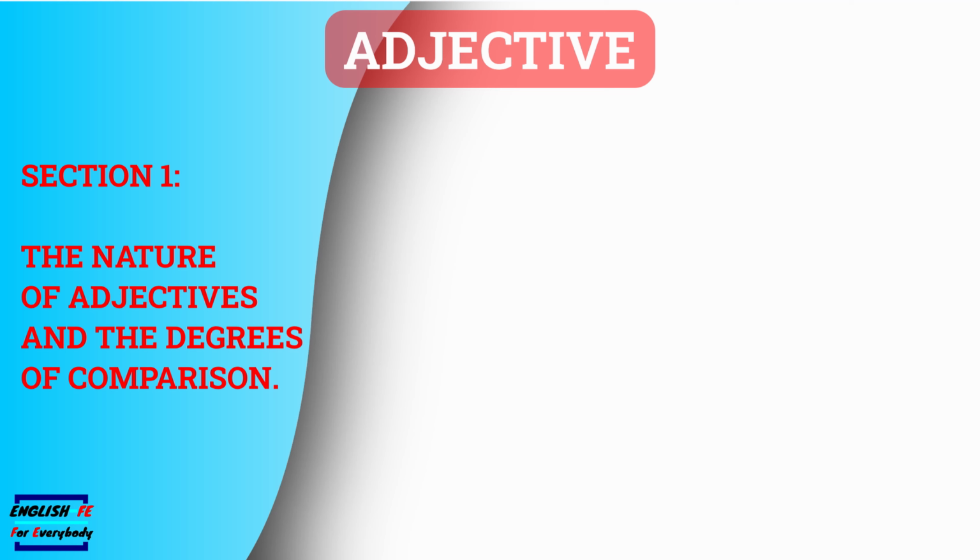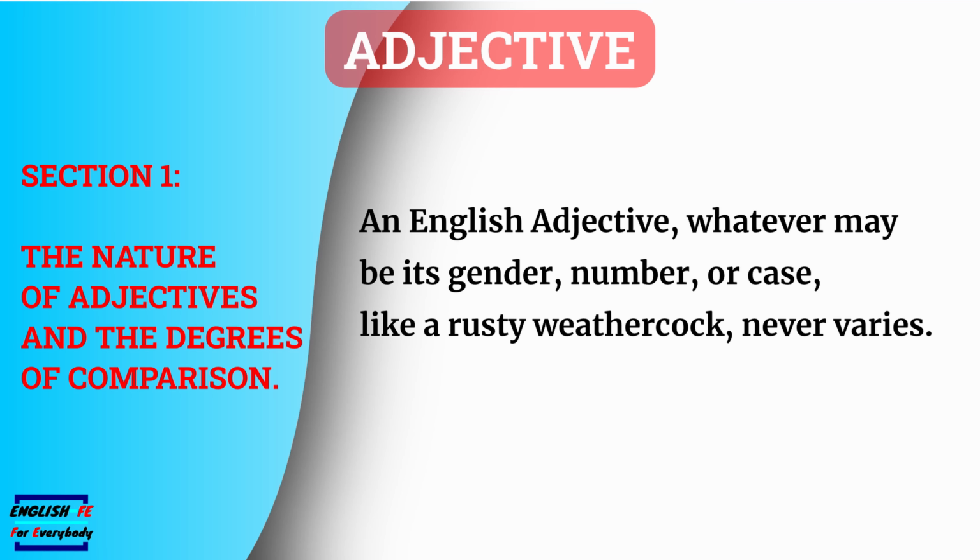This lesson is about English adjectives. Section 1 of the nature of adjectives and the degrees of comparison. An English adjective, whatever may be its gender, number, or case, like a rusty weathercock, never varies. Thus we say, a certain cabinet, certain rogues.